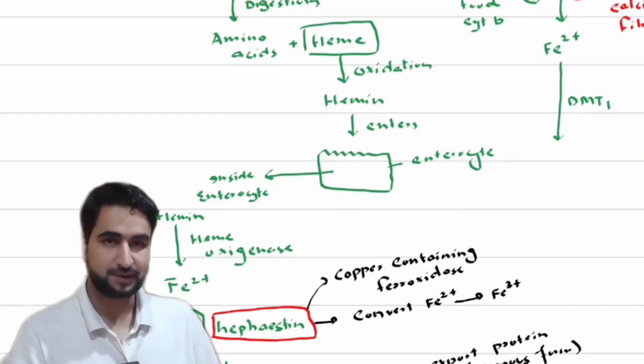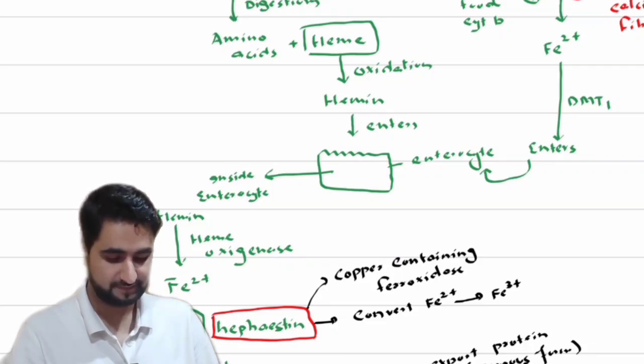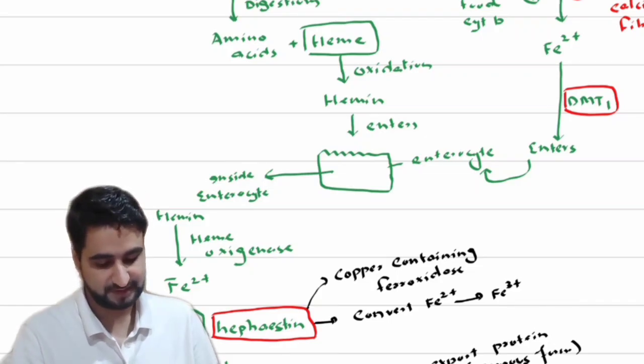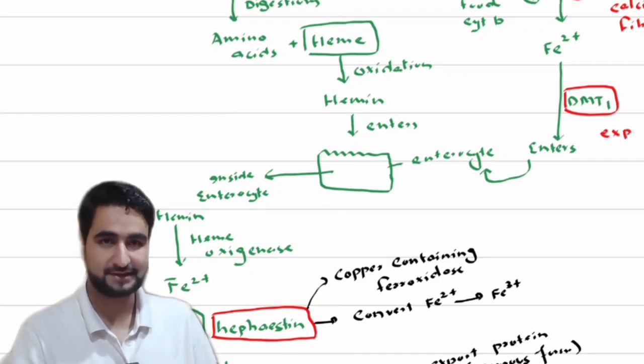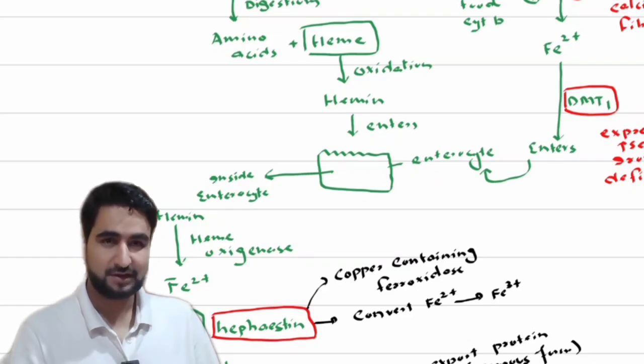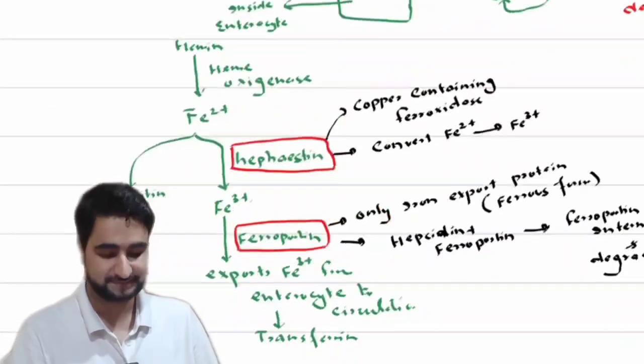Now this Fe2 positive, that is divalent ion, is transferred inside the enterocyte with the help of a transporter called DMT1. It's a divalent metal transporter. And then when it enters the enterocyte, it undergoes processes similar to those with heme iron. The expression of DMT1 is increased in iron deficiency states.